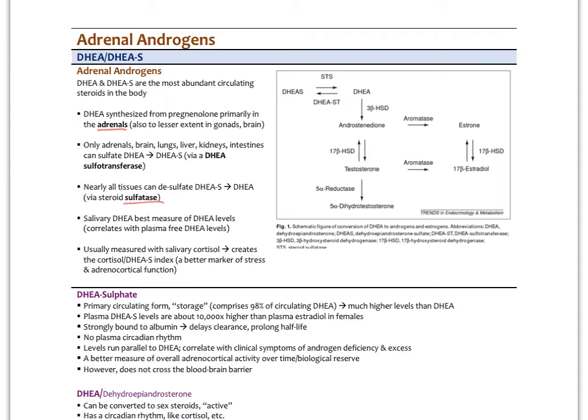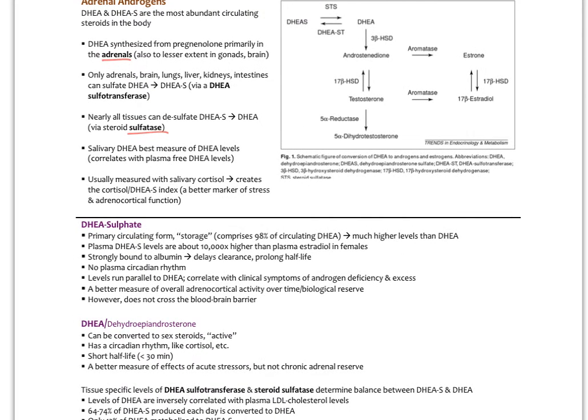So think of DHEAS as more of a pool put out largely by the adrenals into the plasma, and then other tissues can remove that sulfate and use the DHEA locally. Salivary DHEA we think is the best measure of DHEA levels, much better than the plasma tests. It correlates very well with the free plasma DHEA levels, but we usually measure it in conjunction with cortisol, and this gives us the cortisol DHEA index. So that's important. Now salivary DHEA is going to parallel DHEAS, but it's not the same thing. In the saliva we measure DHEA directly, versus in plasma, where we usually measure the DHEAS.